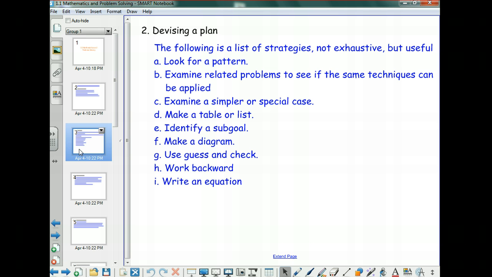Working backwards. Now, I know you guys have worked backwards before. Do you know in what context you work backwards?